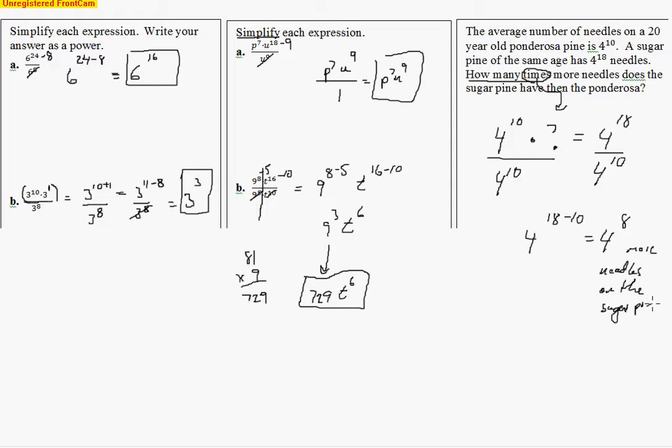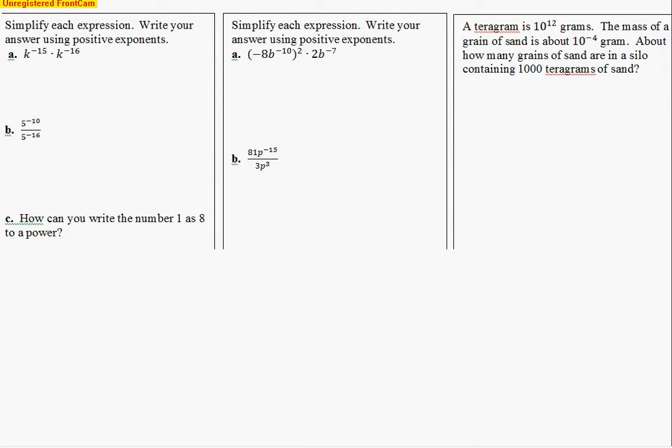Let's take a look at the next problem. Here we've got more exponent rules, and now we've got negative exponents in the problem. We've got k to the negative 15th, k to the negative 16th. They're going to say write the answer using positive exponents. Our rule is that when we multiply, we add up the exponents, and that's what I'm going to do here. So I have k to the negative 31st. Now to write it with positive exponents, the rule is that we take the reciprocal.